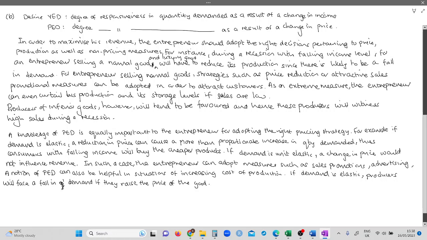So this is a bit how the concepts of YED and PED can be useful to entrepreneurs or producers in a country. You can take the screenshot, and then we will do the last part. The last part is a little bit of application. You have to justify which one is better, or give a justification or a small recommendation. So take the screenshot and then we continue.